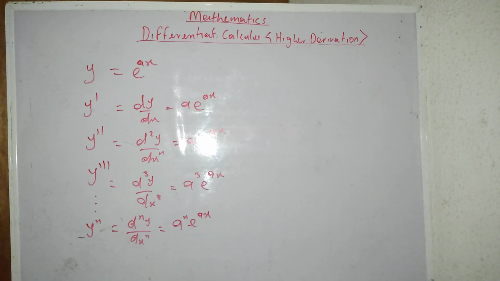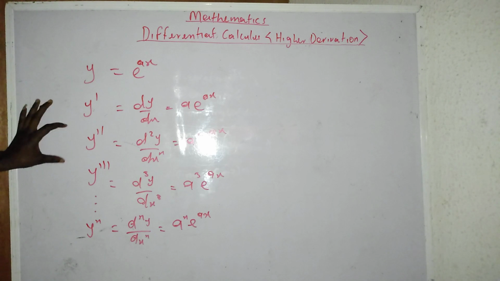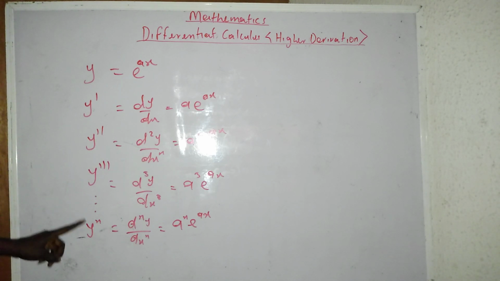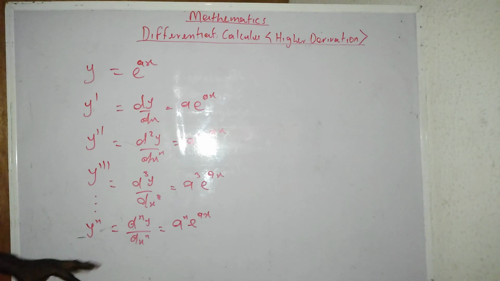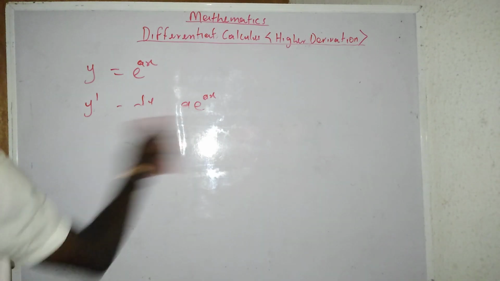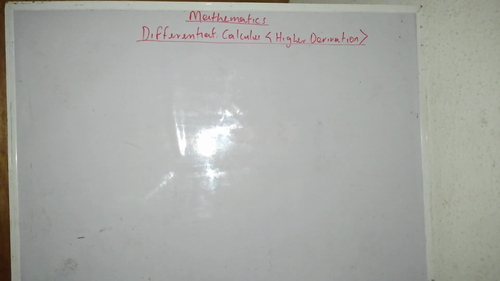Now, what I performed here is known as higher derivatives. This is our function, this is the first derivative, second derivative, third derivative. I can now take it from that method to the nth derivative, which I have here. The number of terms determines it.